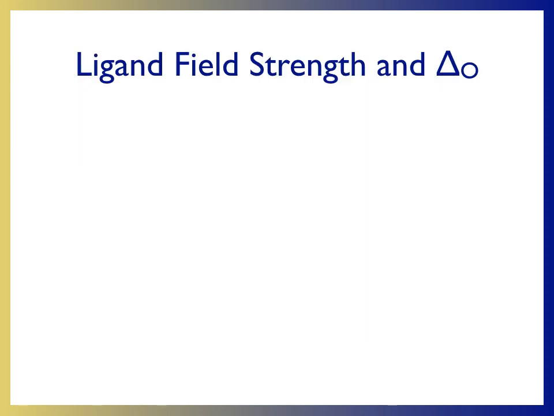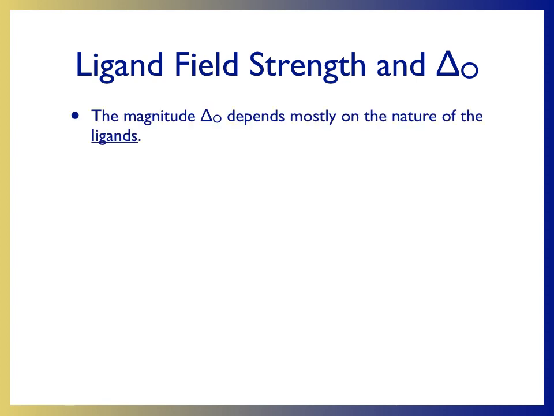Now, you might ask, what determines how big or small delta O is? It turns out there are a lot of things that do impact delta O, such as the nature and charge of the metal cation and the ligands. But mainly, what we'll look at is the effect of the ligands.